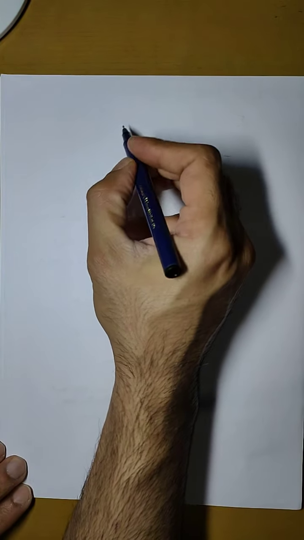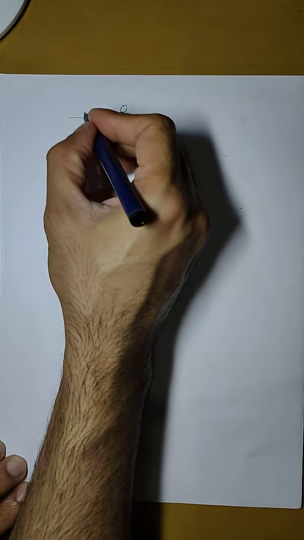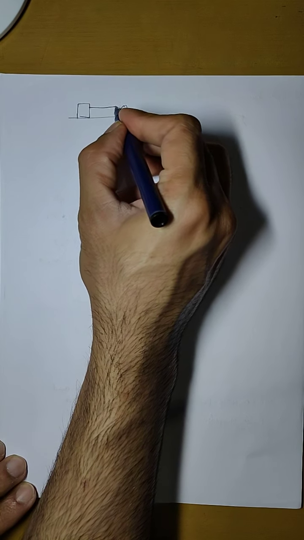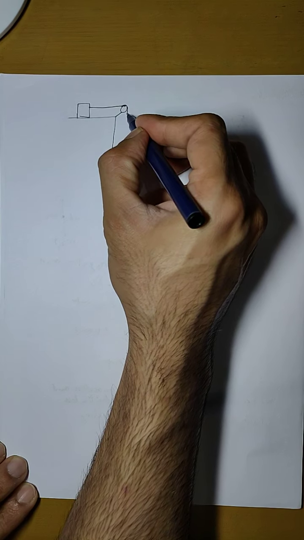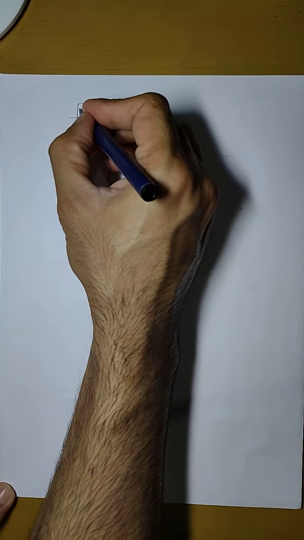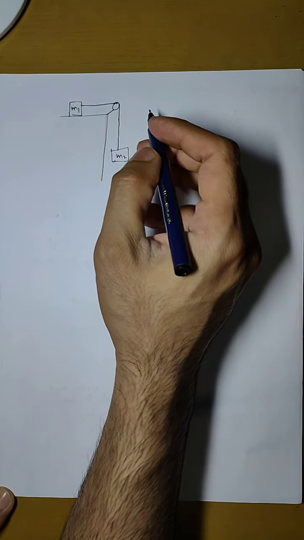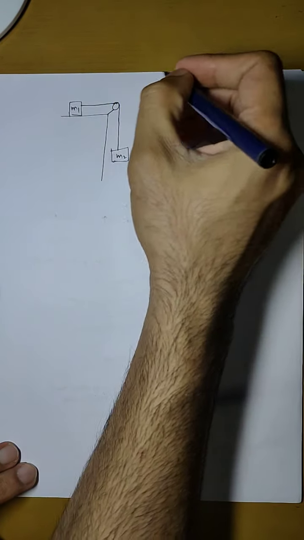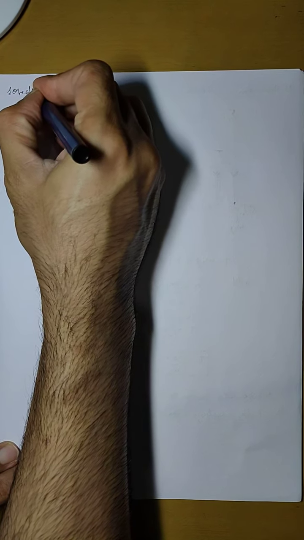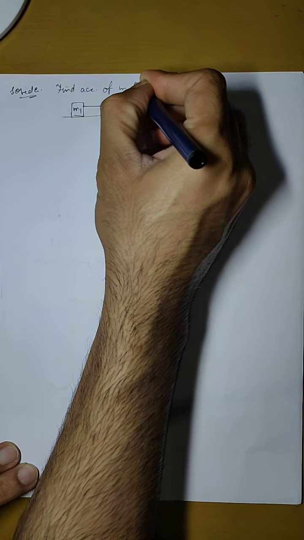Let us say that we are given another situation of a pulley. Like this, there is a pulley and there is a block. It is connected to the pulley with a string, and the same string is coming down and another body is hanging on it. Let us say this is m1 and this is m2, and now we have to find the acceleration. I'll write here: solved example. Find the acceleration of m1 and m2.